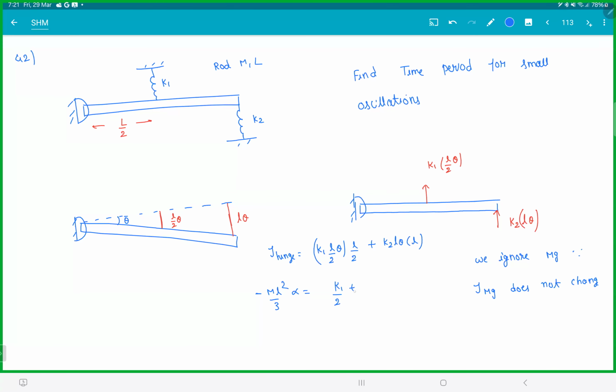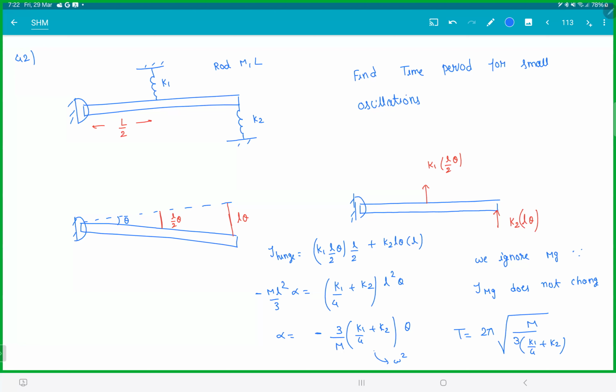This is K1 by 2. This is your omega square. Check. That's your answer. Two things will happen. The compression is L by 2 theta, and when you take torque, again one more L by 2 will come. So it actually becomes K1 by 4.